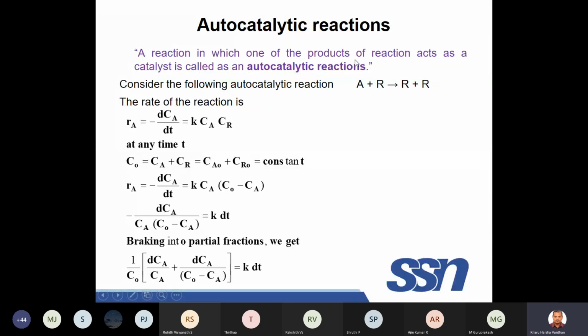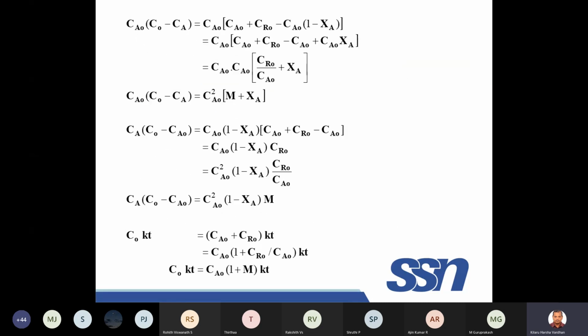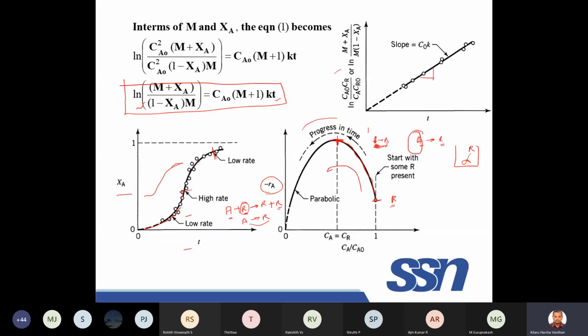A reaction in which one of the products of the reaction acts as a catalyst is called an autocatalyzed reaction. One example: all biochemical reactions you can give, or curd also, milk to curd you can give, right?